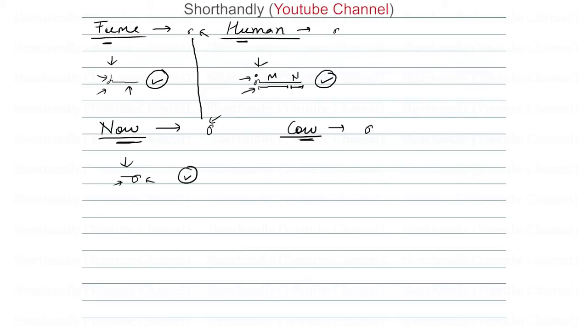So let's make this word cow. It will be made simply like this. So this is our K. Then we make this character to represent our ow sound. So this is our word cow.